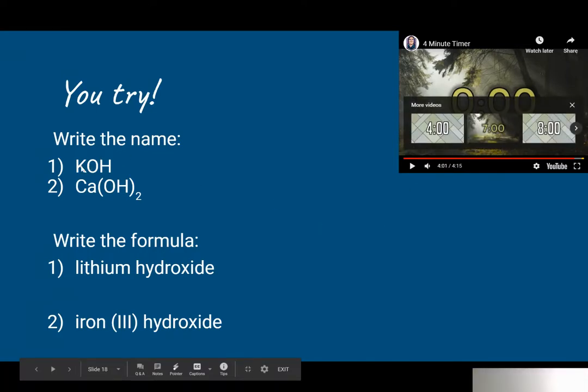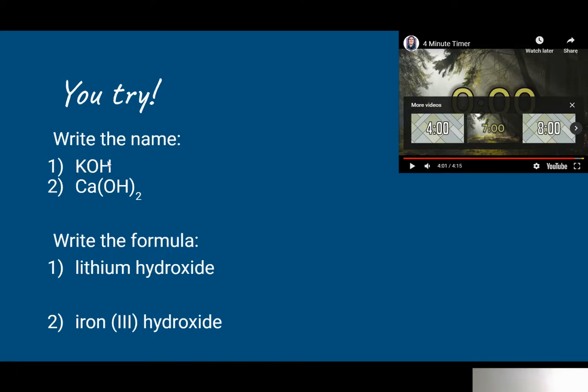So for the first one, KOH, we just want to name our metal and then our OH ion. So it's going to be potassium hydroxide. For Ca(OH)2, it is the same. So we want to name this element first and then our hydroxide. So it's going to be calcium hydroxide.